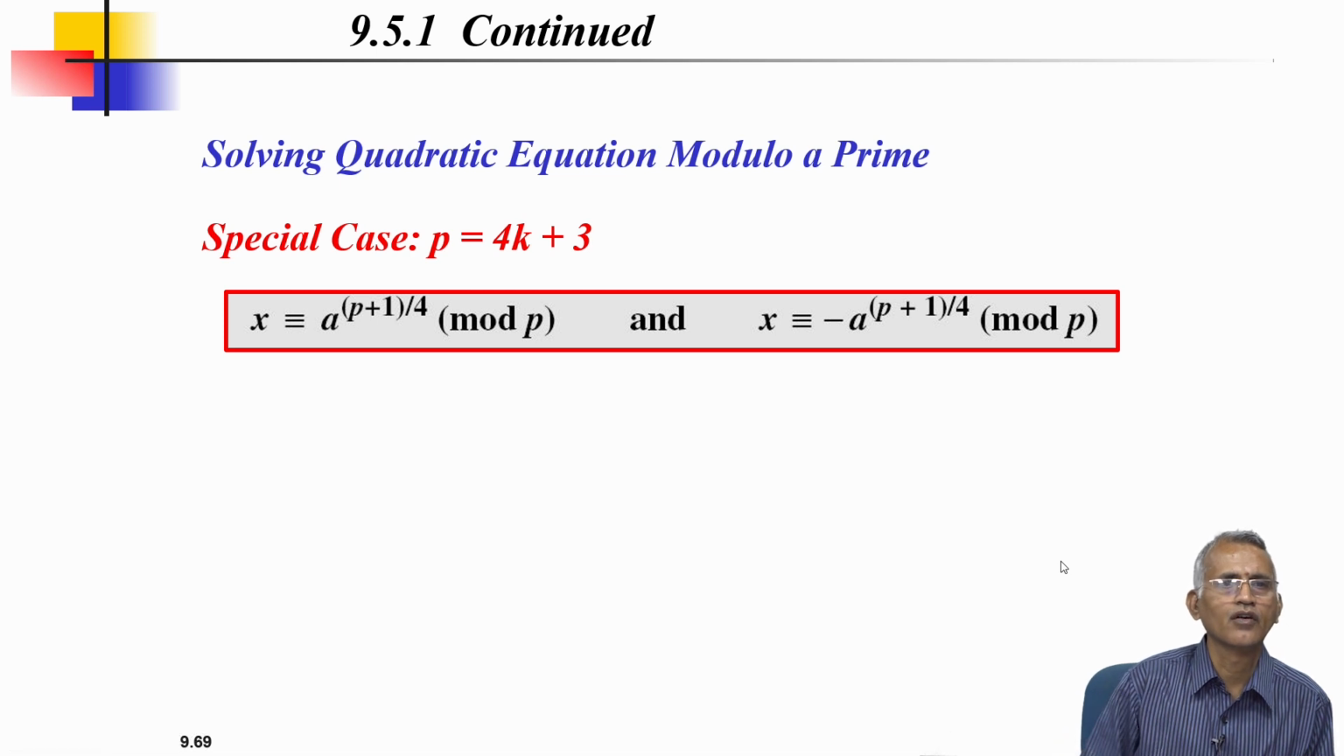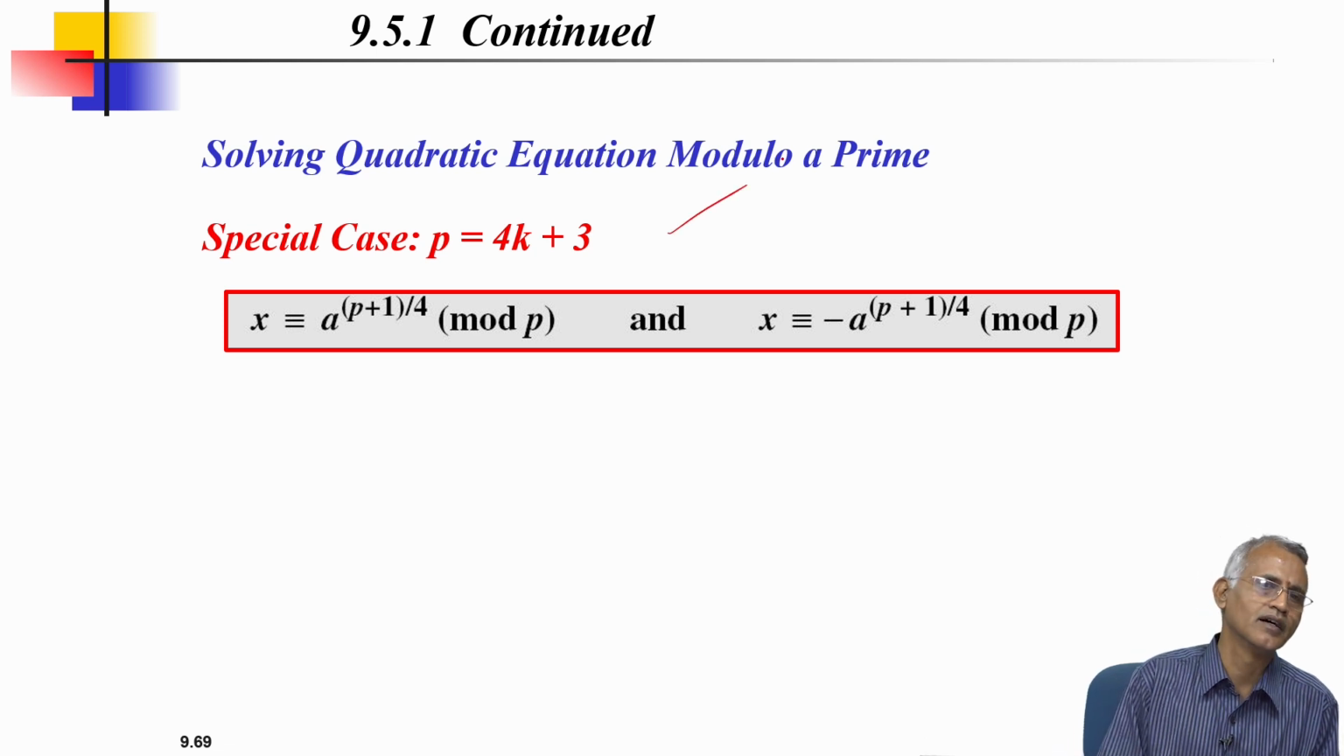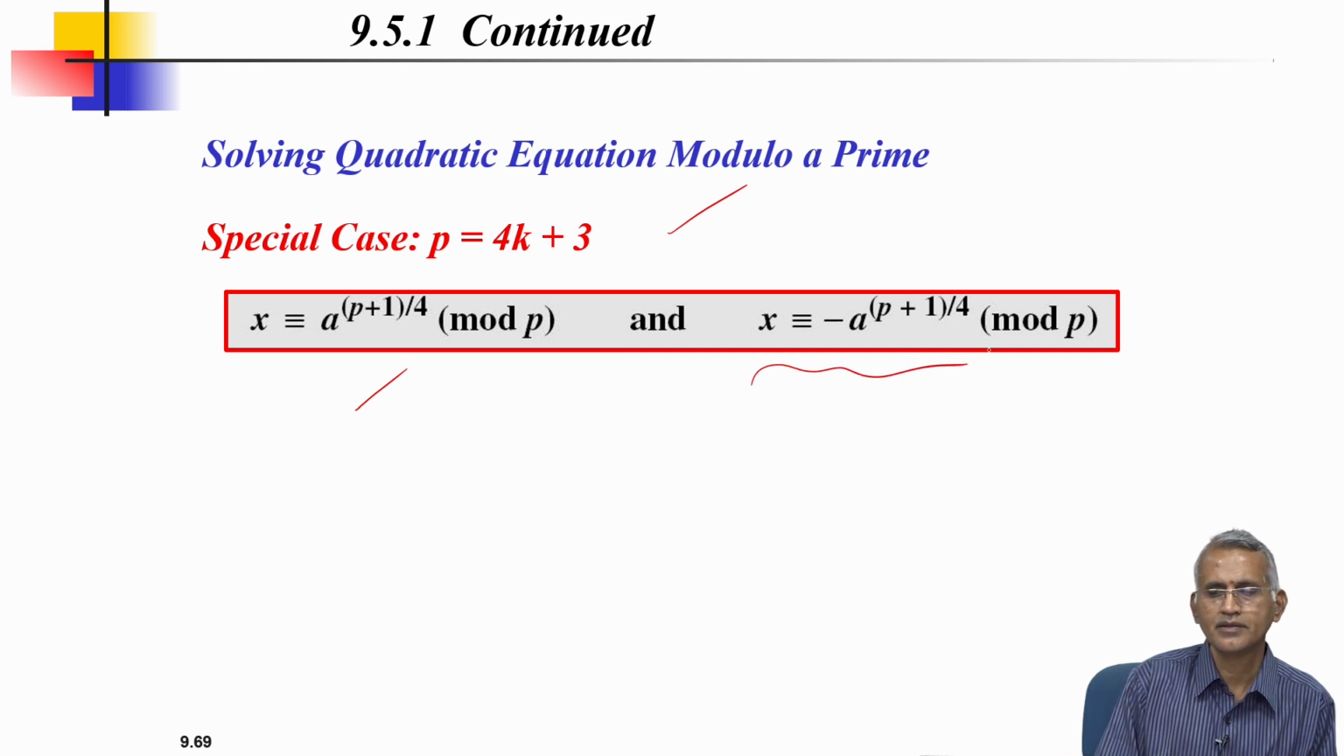Now, solving a quadratic equation under modulo a prime, we have a case where p equals 4k plus 3; a prime is split into the form 4k plus 1 or 4k plus 3. So, if x is identically equal to a to the power (p plus 1) by 4 under modulo p, then x can be expressed as plus or minus a to the power (p plus 1) by 4 under modulo p.